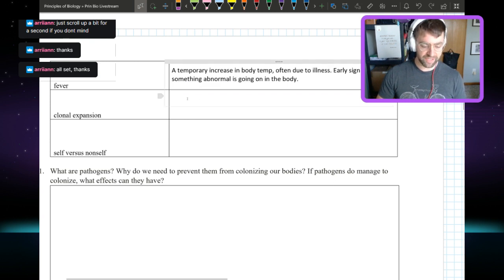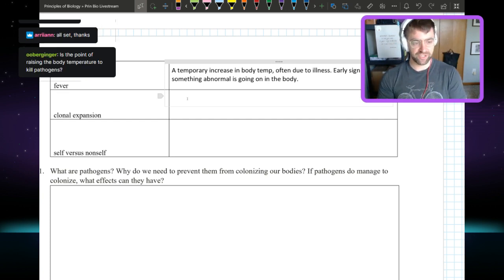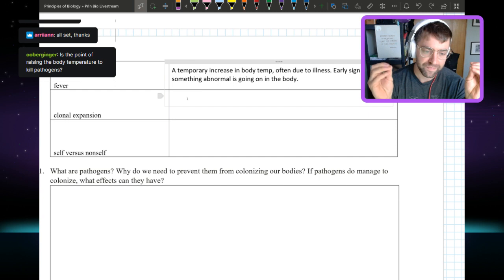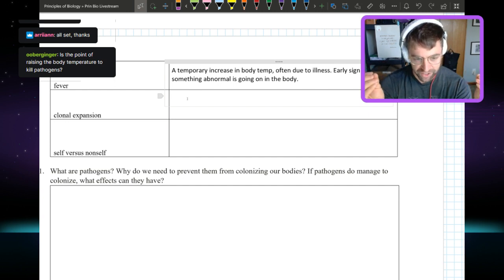All right, clonal expansion. So we're kind of looping back up now to the various immune cells. Clonal expansion is the proliferation and differentiation of cells with specific antigen receptors.